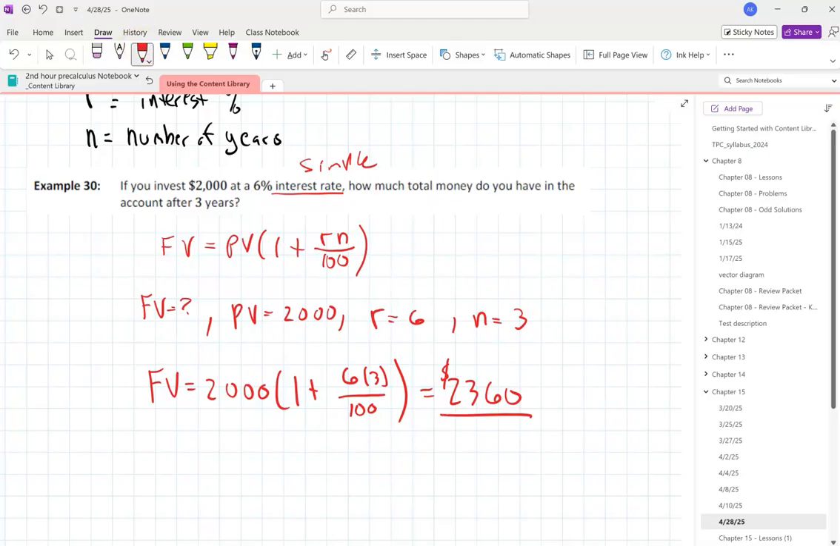Mr. Kulik, how am I ever going to be able to do this? This is so hard. No, man, it should be pretty easy. So far, so good?